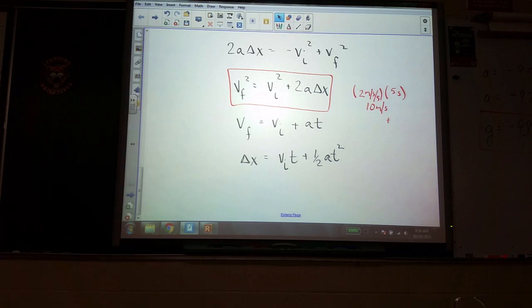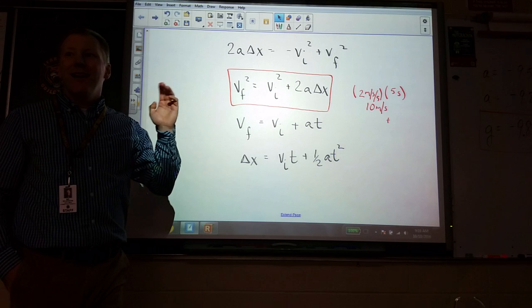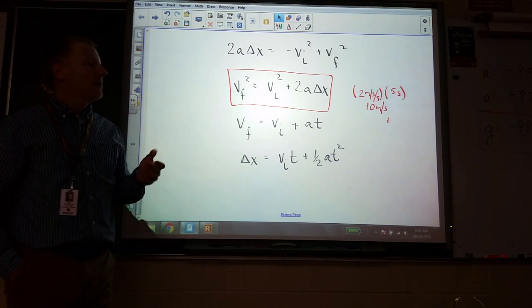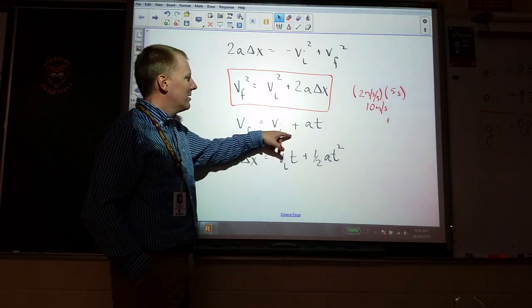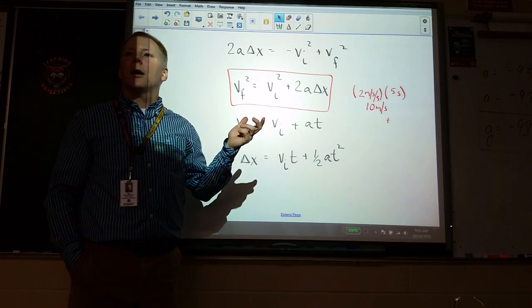So a good question, why would I ever use this one? When we have a problem, we don't necessarily have every single bit of information. If we did, there would be no calculation at all. So this one's really useful if we know the initial velocity, the acceleration, and time. What if we don't know how long it was going?